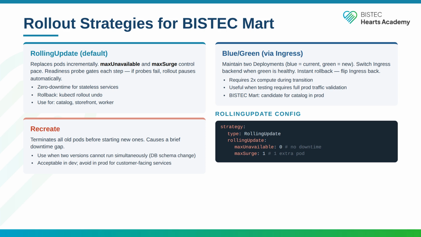With max unavailable set to 0 and max surge set to 1, no pod is terminated until a healthy replacement is ready, and one extra pod can exist above the desired count during the rollout. The readiness probe gates each step. A new pod only receives traffic after its readiness probe passes. If probes keep failing, the rollout pauses automatically. Kubectl rollout undo reverses it.